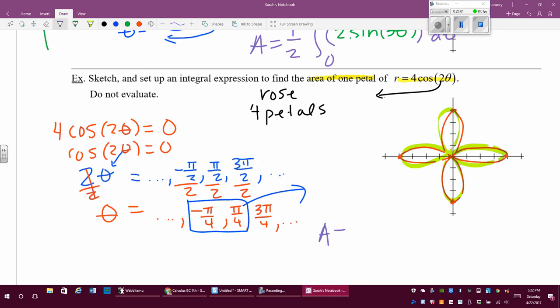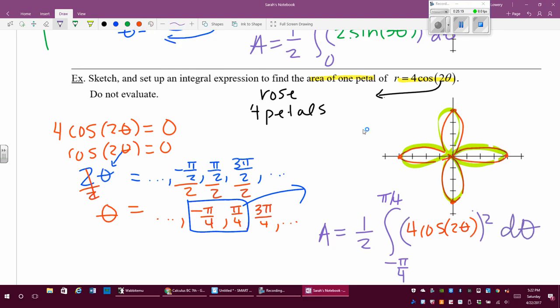I can now write my integral. 1/2 integral from negative pi fourths to pi fourths of my r for cosine 2 theta, and then this thing gets squared d theta, and I have the area of 1 petal. Okay? You could easily just go from 0 to pi fourths and double this for symmetry, but we're going to stop there.